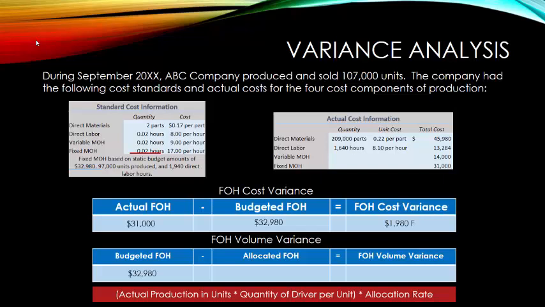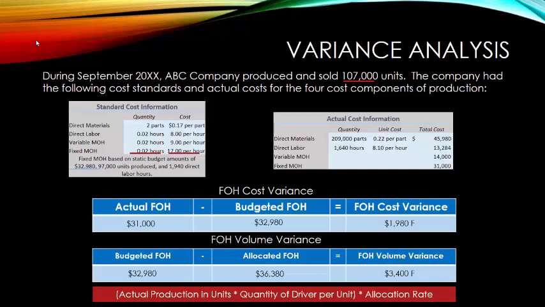So, our actual quantity of the cost driver per unit was 0.02 hours. If we multiply that by our actual production in units of 107,000, and then multiply that product by our standard cost for fixed manufacturing overhead, the product of all three of those numbers together is going to come out to be $36,380, which means we budgeted to have $32,980 in overhead, but we actually allocated $36,380 of fixed overhead to these particular units, which means our fixed overhead volume variance has a difference of $3,400, and it is favorable.